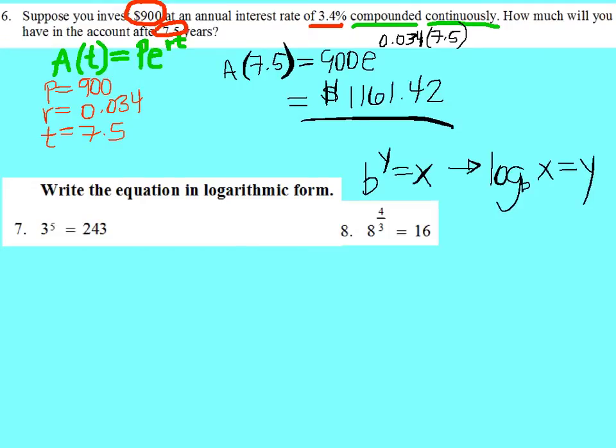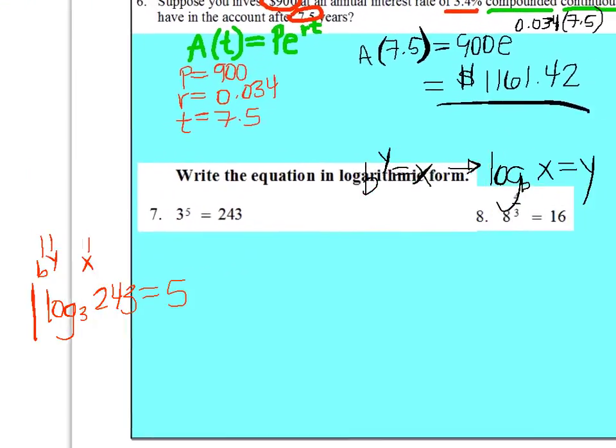So remember, the logarithmic form is in alphabetical order, and then what we have in 7 and 8 is exponential form, which is b to the x. So if you just identify your b, y, and x, then it might make things a little bit easier for you. So your 3 is your b, your 5 is your y, and the 243 is your x. So changing forms, we have log base b, which is 3, of x, which is 243, is equal to your y, which is 5. So here's our logarithmic form.